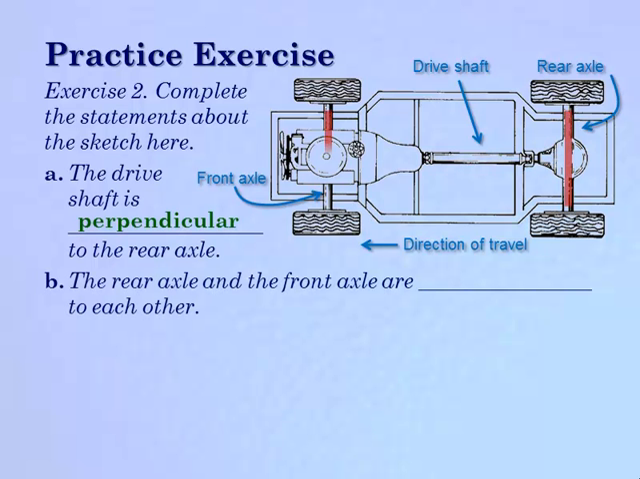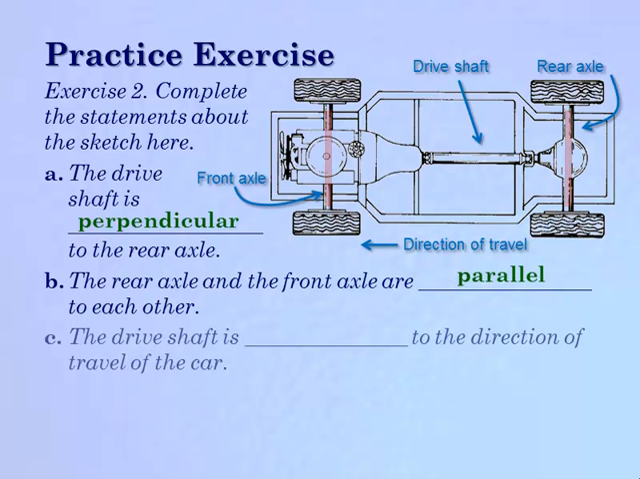So how about the rear axle and the front axle? How are they compared to each other? So you've probably figured it out by now. They're parallel. Very good. So this one's a little bit harder. The drive shaft is what to the direction of travel? Well, it's also parallel.